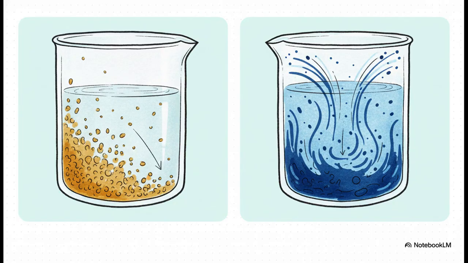Now, an interesting question. Does everything diffuse at the same rate? Let's compare. If you put a drop of ink in water, it spreads very quickly. But what about a drop of honey? The honey will diffuse very, very slowly. It might take hours or even days to spread completely.